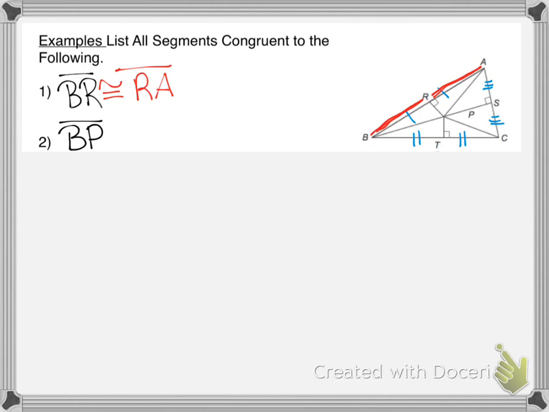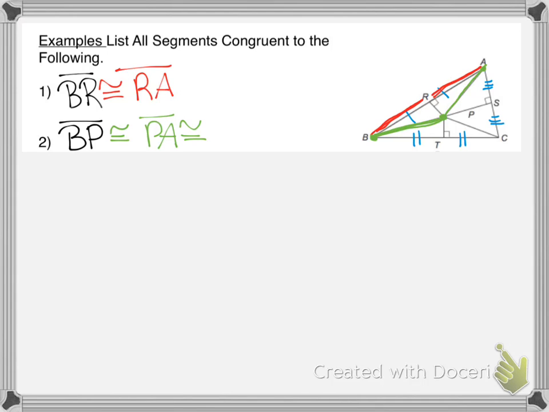So let's look at the next one. The next one we're looking at is BP, this green segment right here. You can see P is the circumcenter of this triangle, B is a vertex. So this green segment is going to be congruent to any other segments that go from the circumcenter to a vertex. So A is another vertex of the triangle, so that means PA is congruent to BP, so PA.